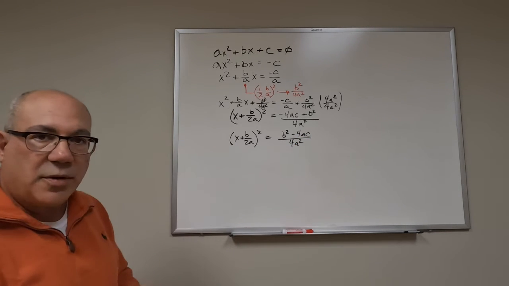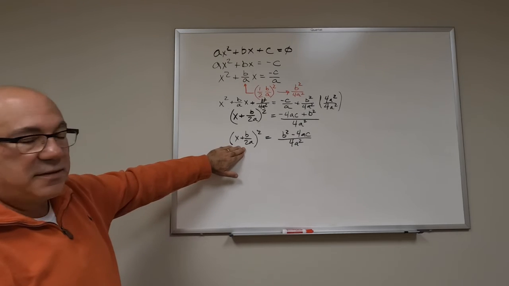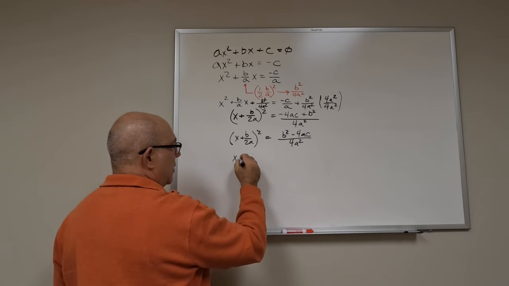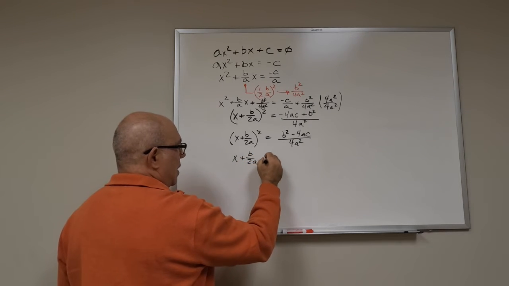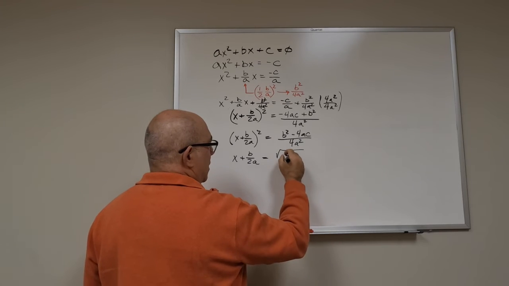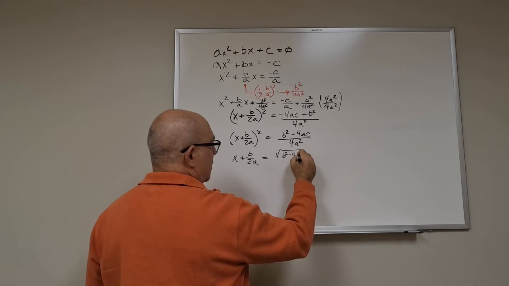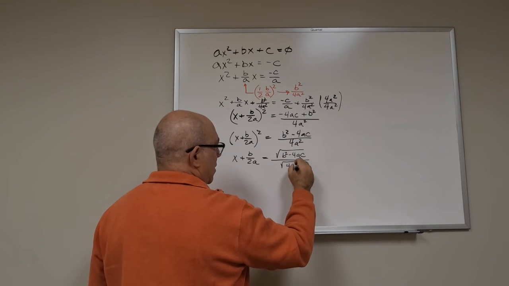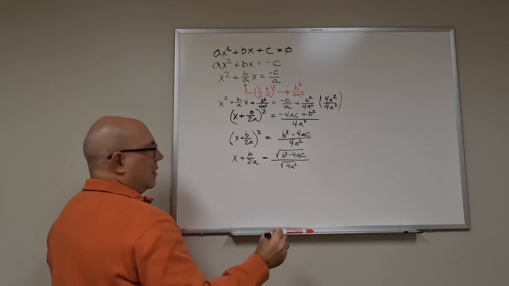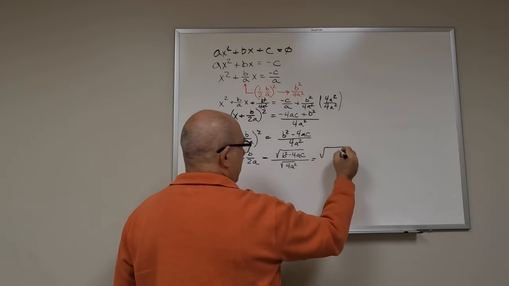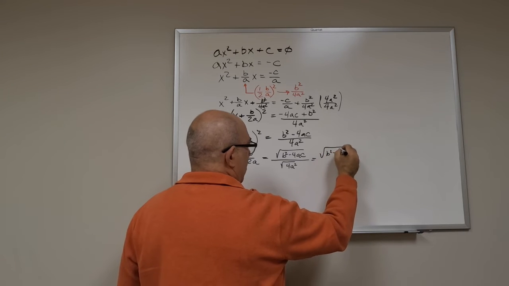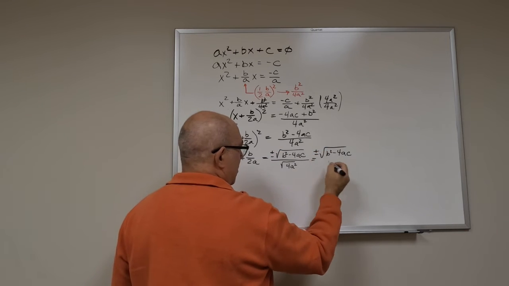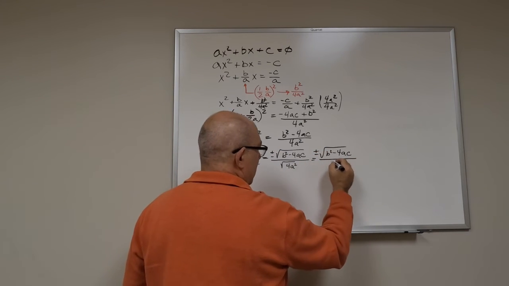Now, if we take the square root of both sides, we can simplify this side, and we can isolate, get rid of that exponent. We can get rid of this exponent, so we'll have x plus b over 2a equals the square root of b squared minus 4ac over the square root of 4a squared. Now we can simplify that further to be the square root of b squared minus 4ac, but we have to remember to put the plus or minus here, so it could be positive or negative, and this turns into 2a.